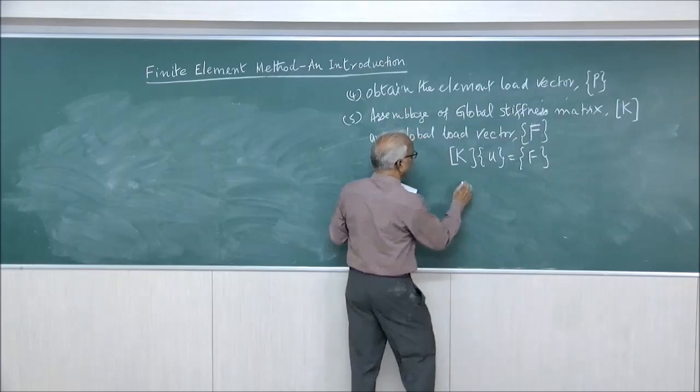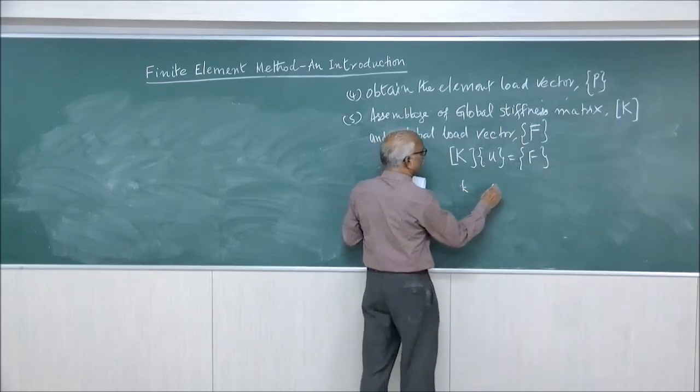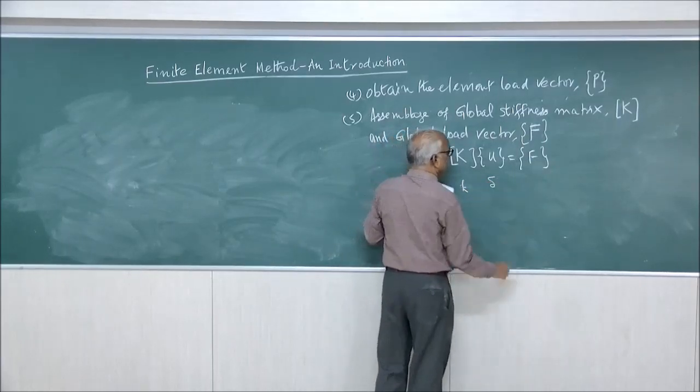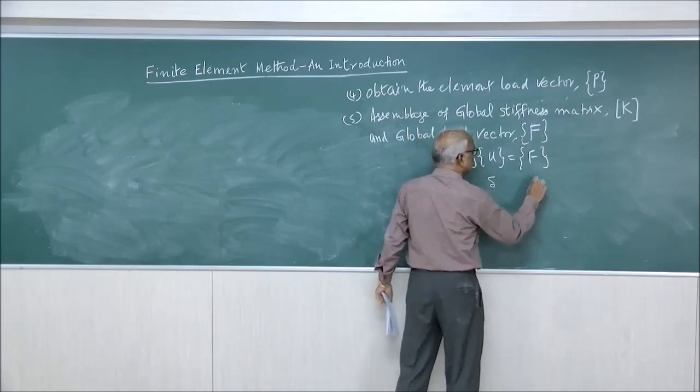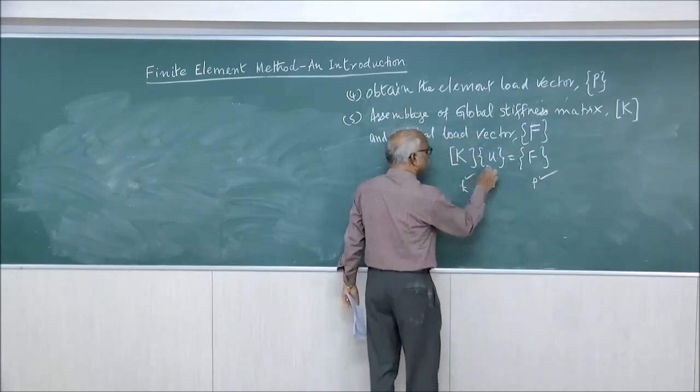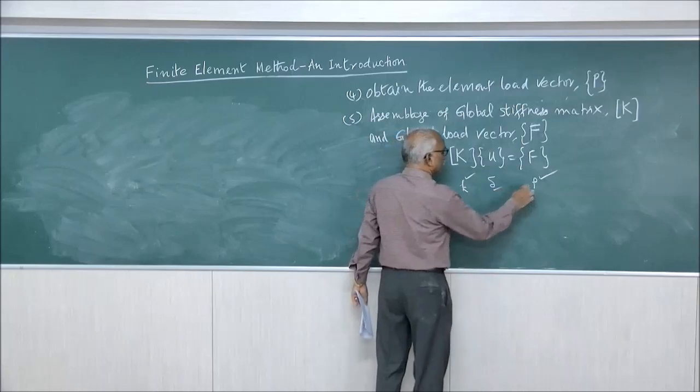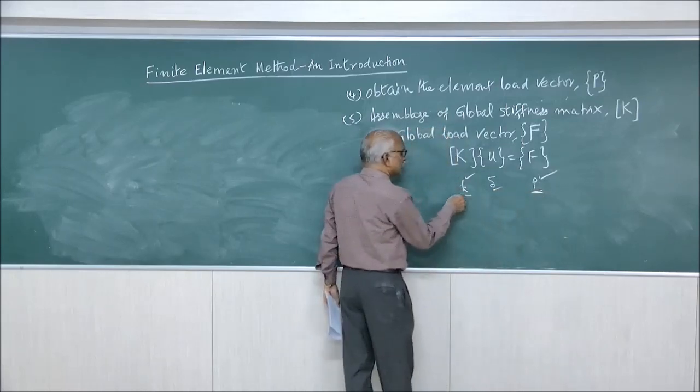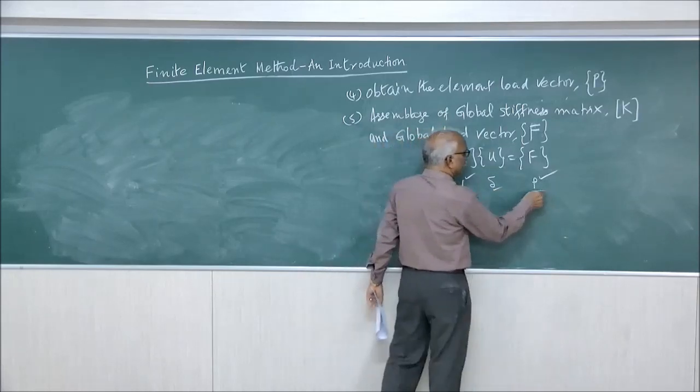Now already we have got small k for the elements, and for the elements it is delta, for the element it is P. This we have got. We have got small k for all elements and also small p for all elements. So this we have got in the third step, and this we have got in the fourth step.